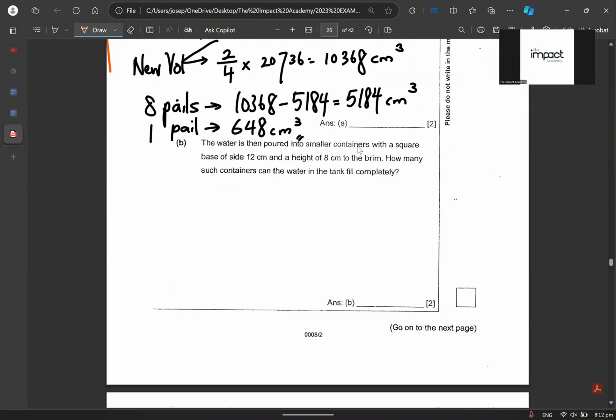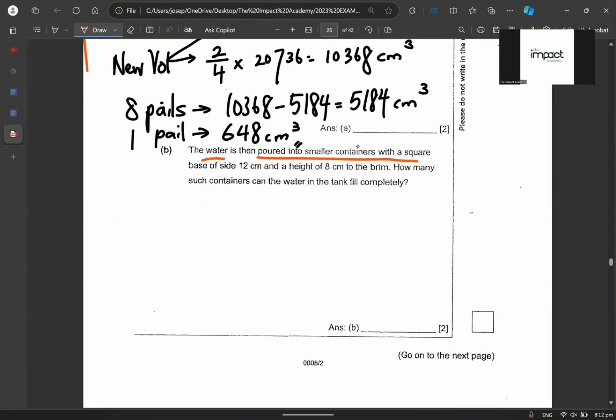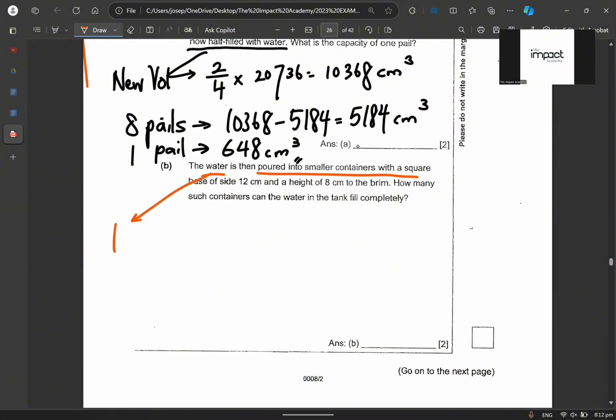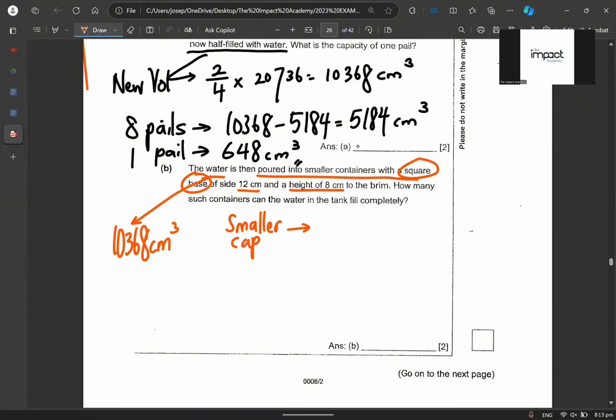Now, the water is then poured into small containers. Okay. What water? How much of the water? 10368. Everyone listening to me? All right. This was poured into smaller containers. Okay. Oh, wow. What did they say? With a base of side 12 cm and a height of 8. Can we find the capacity of the smaller container? All right. Maybe I should put over here smaller container. 8 times 8 times 12.